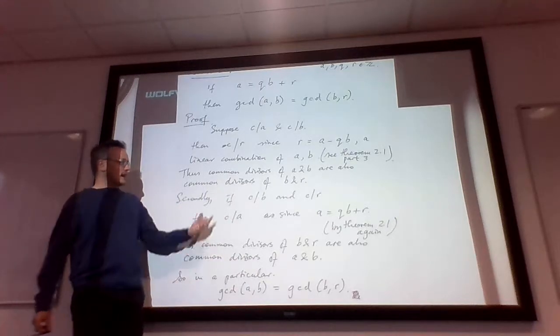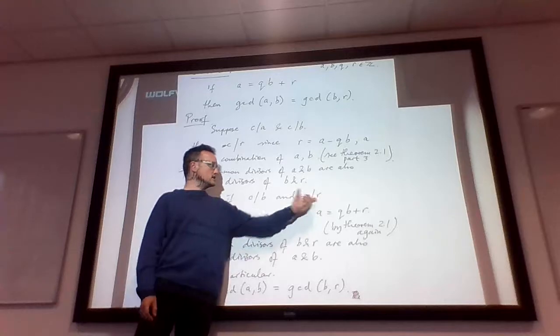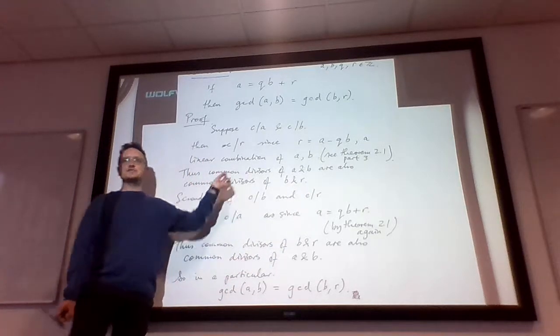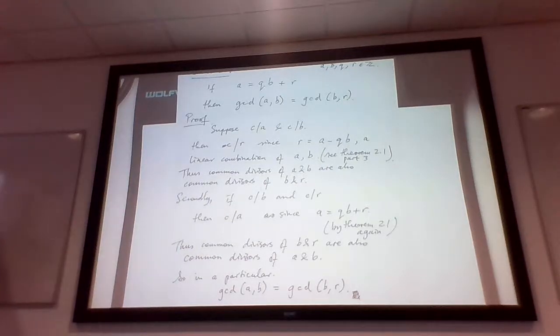And then we go the other way. Any common divisor of B and R must also divide A. So the common divisors of B and R are the same as the common divisors of A and B. So the pair A, B and the pair B, R have common divisors that are exactly the same. So in particular, the greatest common divisor of each pair is the same.